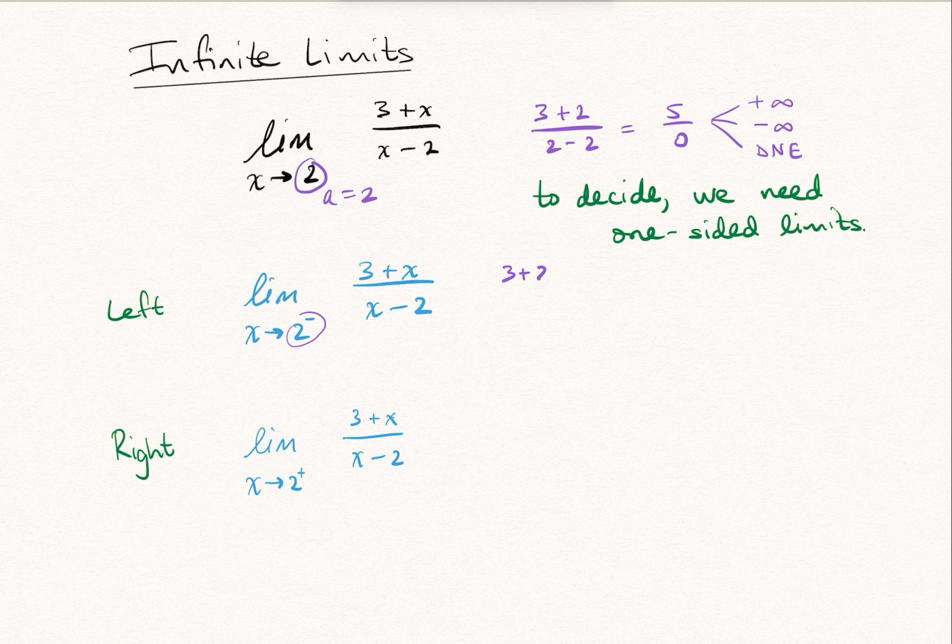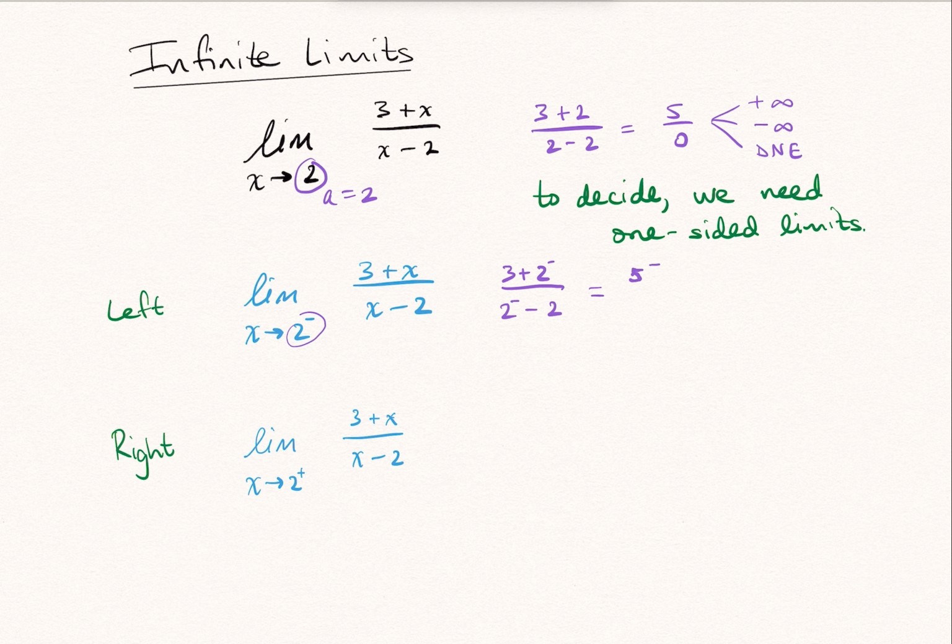So 3 plus 2 minus. What does 2 minus mean? That means it's a number kind of like 1.9, 1.99, 1.99999, something like that. And we're going to plug that in for x. Now on the top, if it's a number like 1.9999999, then we add 3, then it's going to be a little bit less than 5.